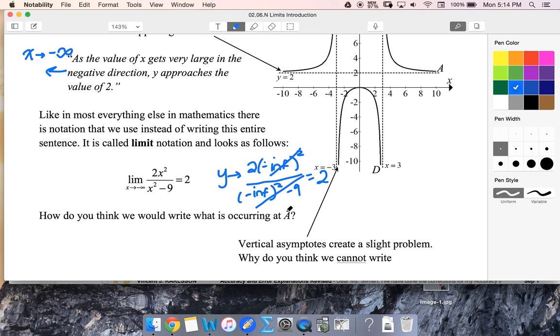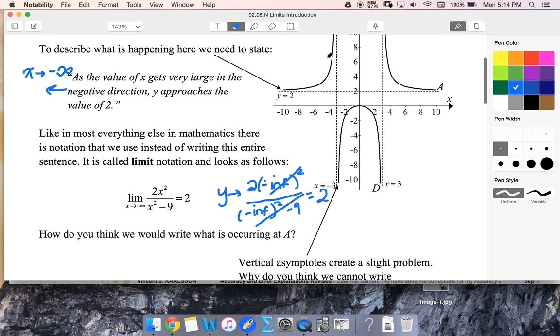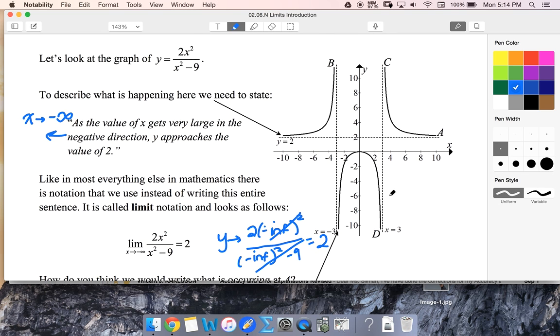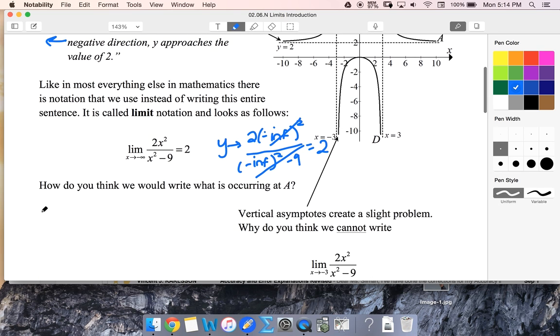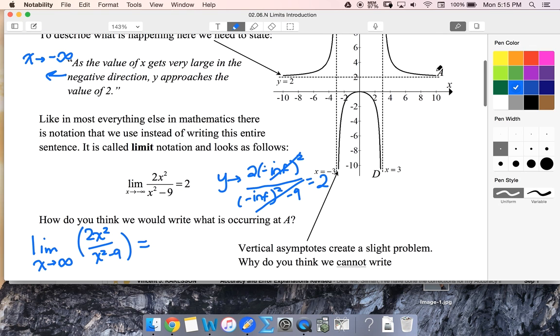So with what's occurring at A, that's over here. So thinking about what's occurring at A, well, that's as x is going towards infinity. So we would write down the limit as x is going towards positive infinity of our y value. So I can plug in this whole function, or I could also write a y here. And now I'm going to look at my graph and I see as x is going towards infinity, my y value is going towards 2.